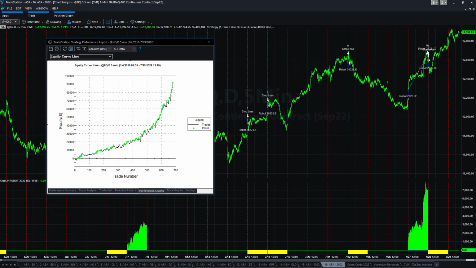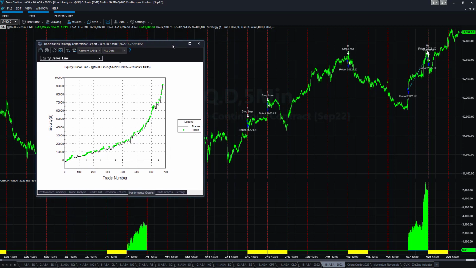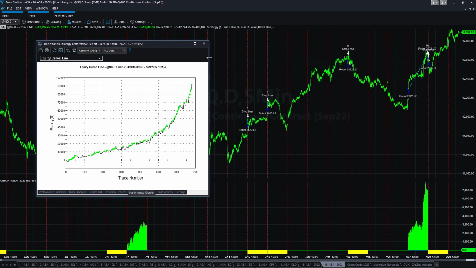Robot 2022. Yesterday we introduced the robot. We showed you the open code. I added one non-numerical rule to this strategy to get the robot 2022. This will go out to all Strategy Access subscribers today, and this is a closed code. It does have some updates to the stop losses, some cosmetic type programming.